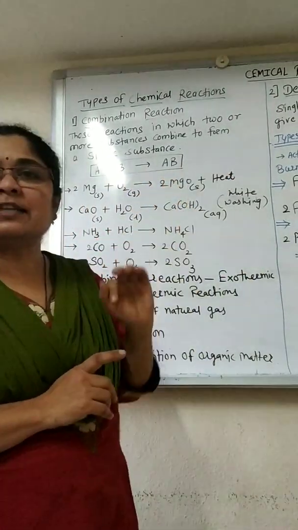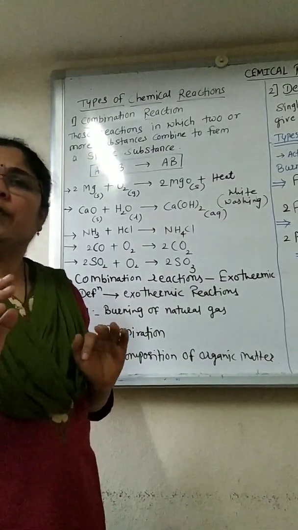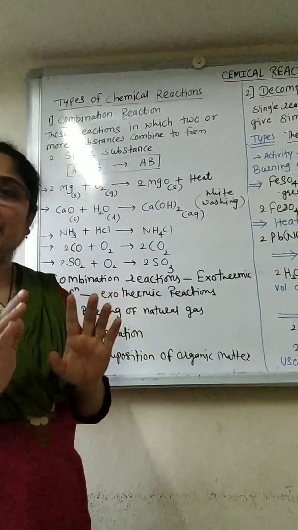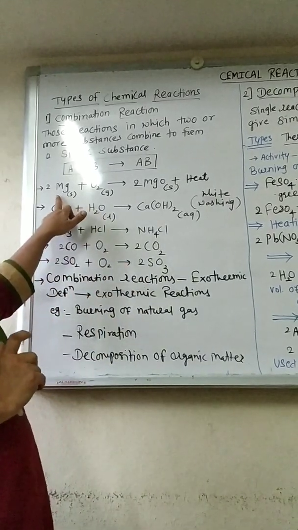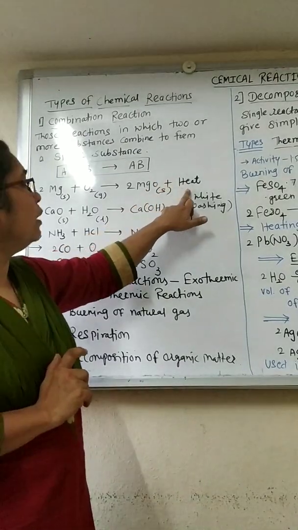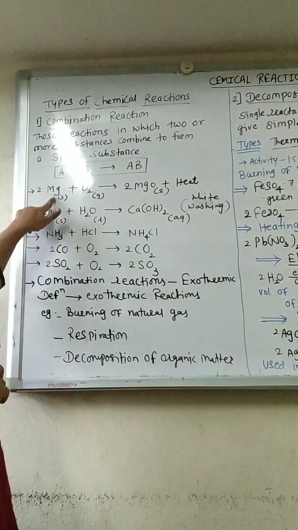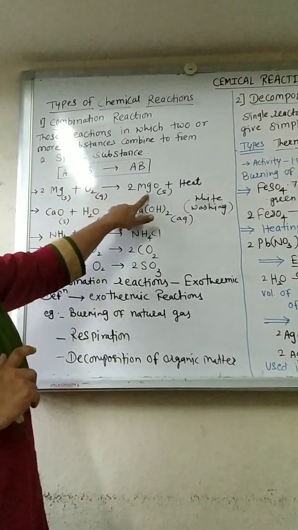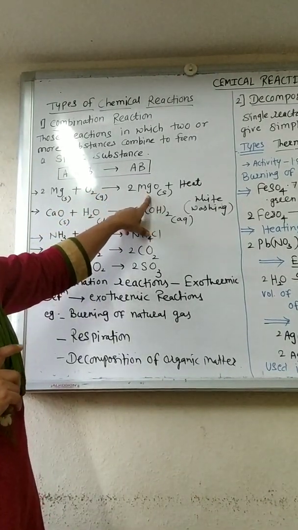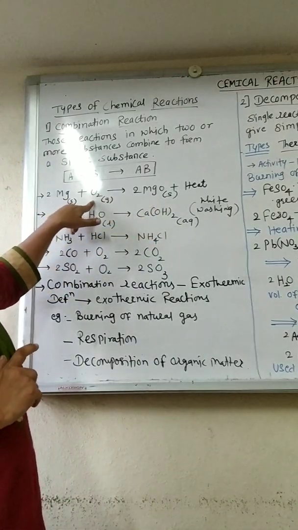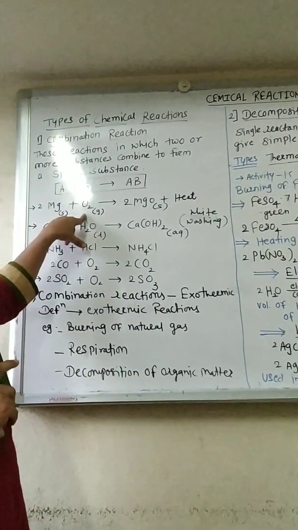Let us take one example for this. When the reactants are elements, the reaction will be Mg plus O2 gives 2MgO along with heat. Here magnesium is an element, oxygen is also an element, and only one product is formed, that is magnesium oxide. It means the reaction takes place at an elemental level.